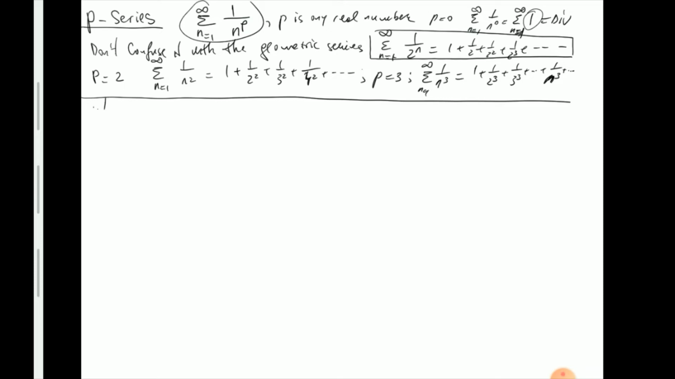First of all, notice that 1 over n to the power p is decreasing, positive, and the associated function, which is 1 over x to the p, is continuous. So to figure out the convergence of the p-series, all I have to do is the integral from 1 to infinity, which just entails the power rule.